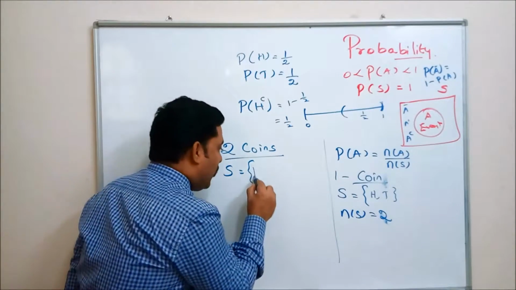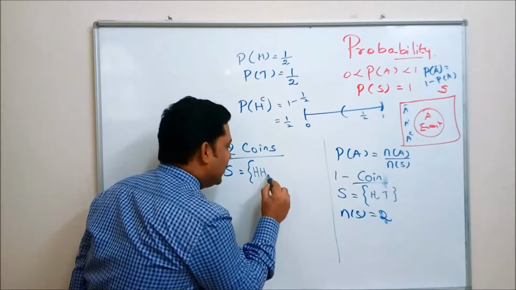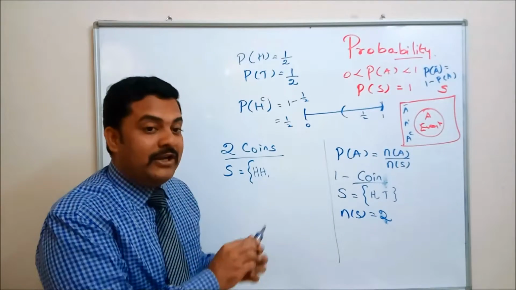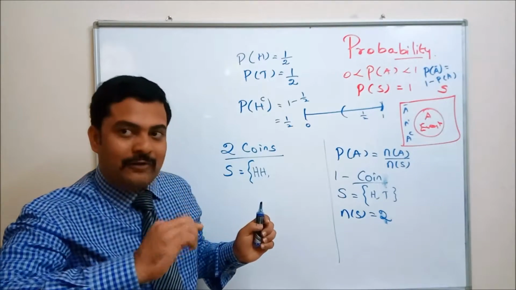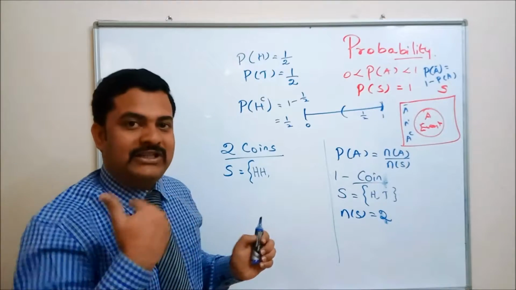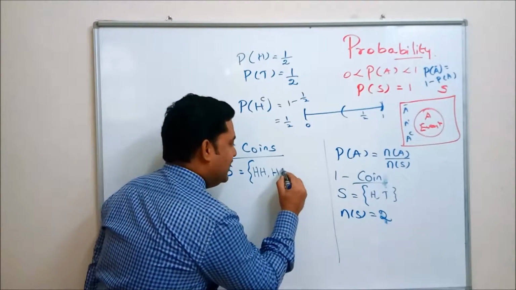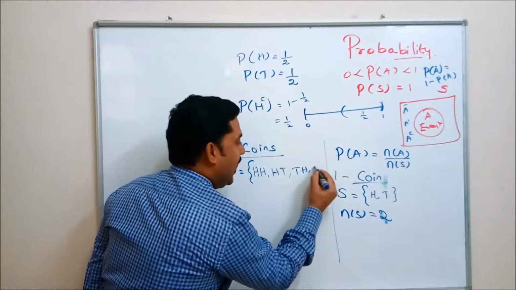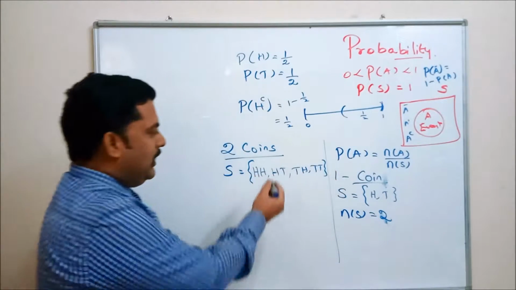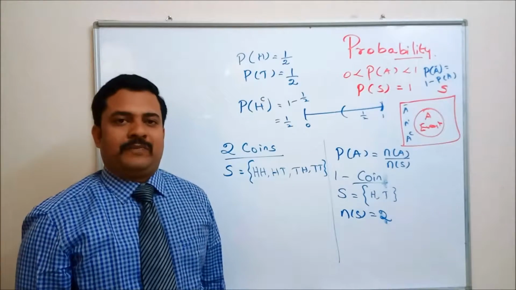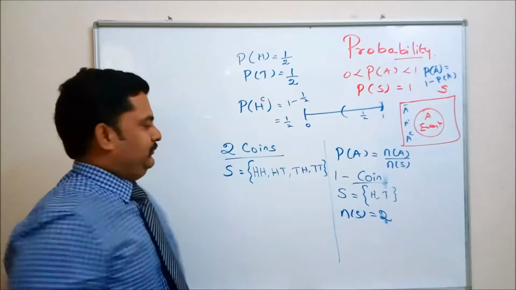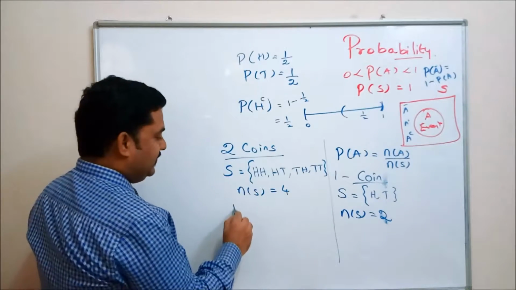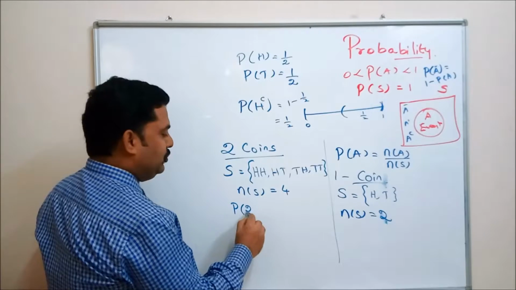Very good. First coin is head, second coin is head. While writing, please go in order. First finish your heads and then go for the tails. So it is head and tail. Now go for tails. It is tail, head and tail, tail. This is your sample space. Good. So what is n of S? 4.